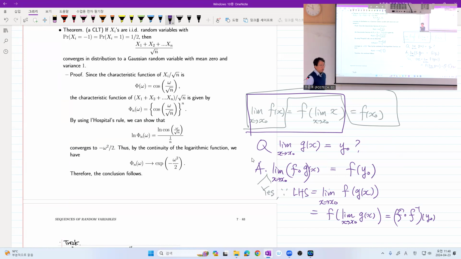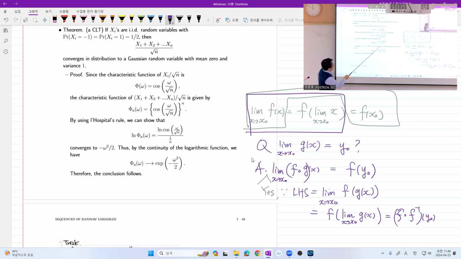So the trick is that you take the logarithmic function that is continuous and invertible for all positive values. So here, when n is sufficiently large... Probably you need to limit omega, but anyway.